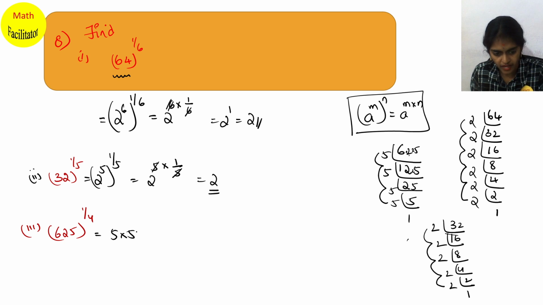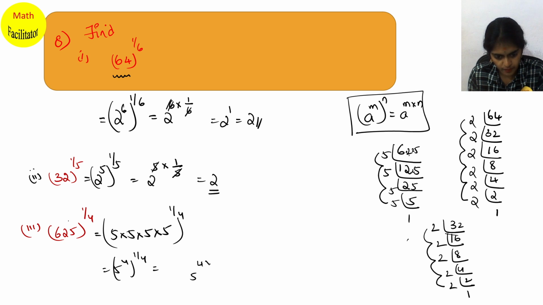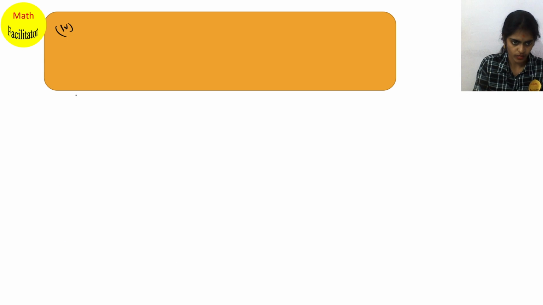So 5 into 5 into 5 into 5 is nothing but 5 power 4, isn't it? So whole power 1 by 4 you have in the question. Again the same formula, (a^m)^n. So 5 power 4 into 1 by 4, 4 and 4 cancel, the final answer is 5. Clear, beta? Now the next one, fourth bit.